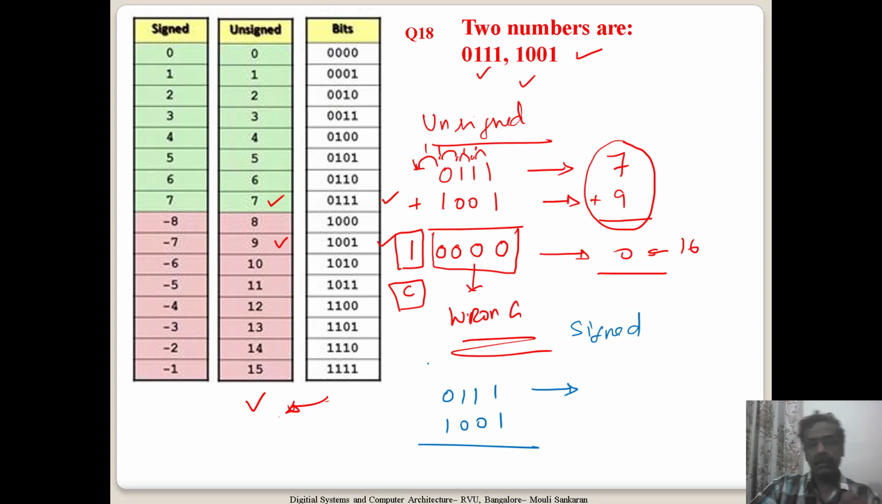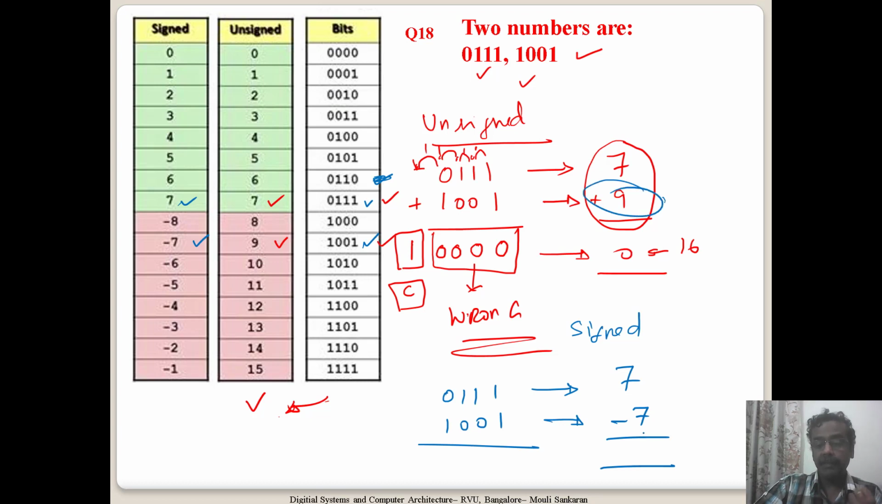So let me explain it. Now let us understand what 0111 corresponds to in signed arithmetic. It is the same, it is 7. So the signed number is 7. Now what is 1001? 1001 corresponds to minus 7 in signed numbers. If it is treated as a signed number, we will not look at this and say it's plus 9. We are going to treat it as minus 7.